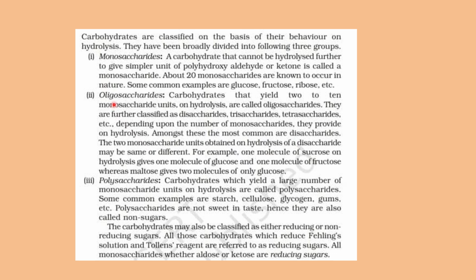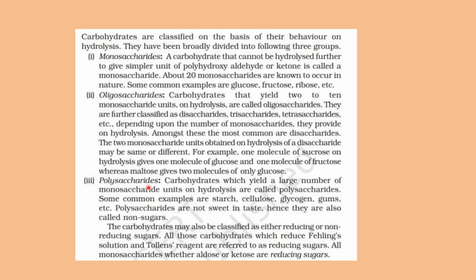The next type is oligosaccharides: those carbohydrates which yield 2 to 10 monosaccharide units are called oligosaccharides. If any carbohydrate produces 2 units, it is known as a disaccharide. If it produces 3 units, a trisaccharide. In the same way it goes on increasing. What will be the examples? The examples are sucrose, maltose, lactose. These are examples of disaccharides.